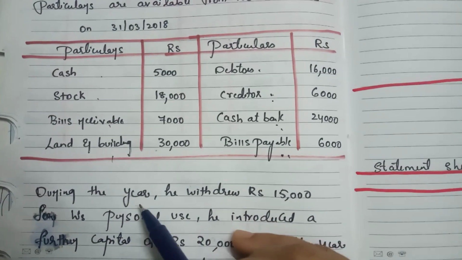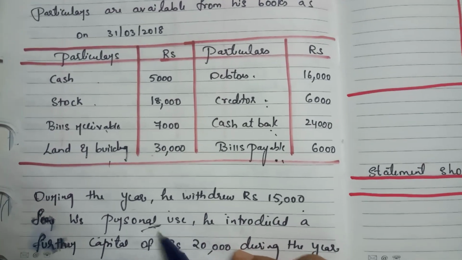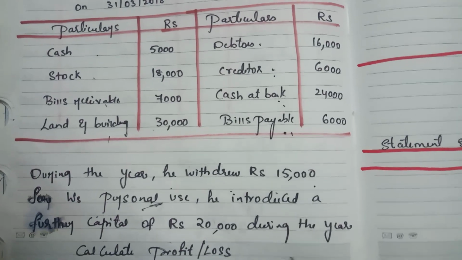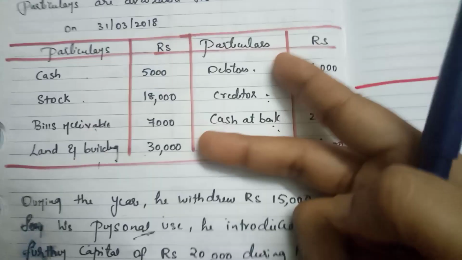Okay, during the year he withdrew rupees 15,000 for his personal use. Personal use is nothing but drawings. He introduced a further capital of 20,000. During the year calculate profit or loss. So he is asking you to find out two things here.